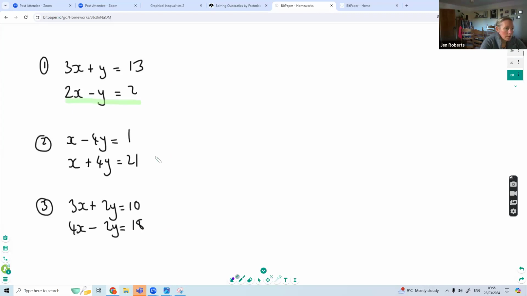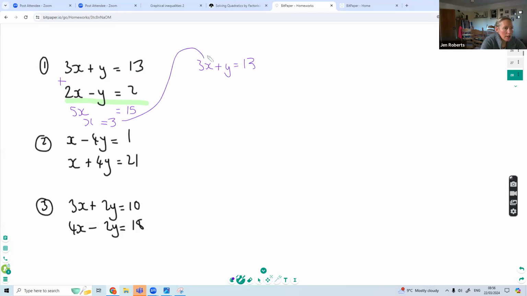Okay, so I'm going to add these equations as discussed. 3x plus 2x, 5x. 1y add minus y disappears. 13 add 2, 15. Divide both sides by 5, x is 3. I'm going to choose that top equation. I know 3x plus y equals 13. I know x is 3.